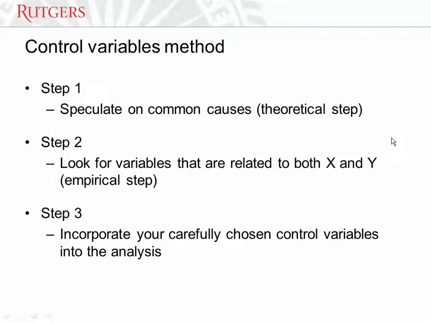A correlation matrix is often helpful for this. And then just look for variables that are highly correlated with both X and Y, and think about why they're highly correlated with X and Y. And those variables are good candidates also for control variables, because you know empirically that they are both related to X and Y. And then finally, step 3 is to incorporate your carefully chosen variables in the analysis.